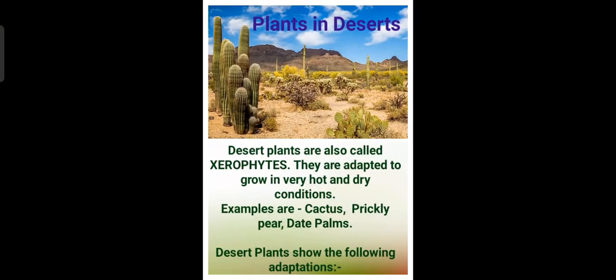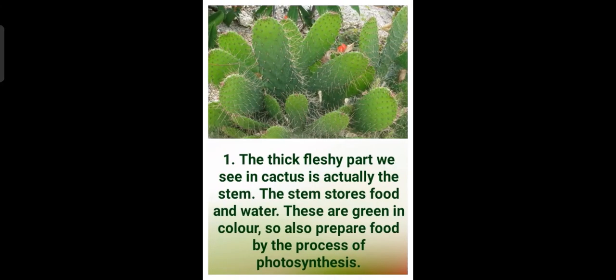Now, first of all, we will discuss plants in the desert. Desert plants are also called xerophytes. They are adapted to grow in very hot and dry conditions. For example, cactus, prickly pear, date palms. Desert plants show the following adaptations.